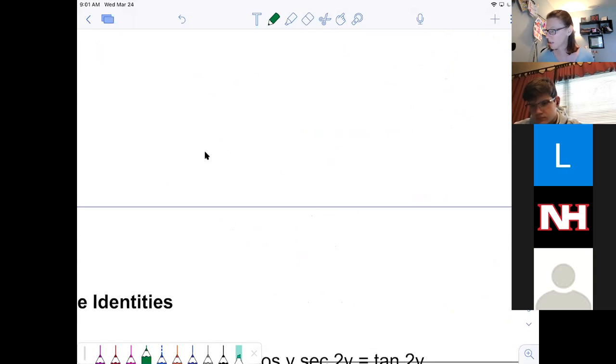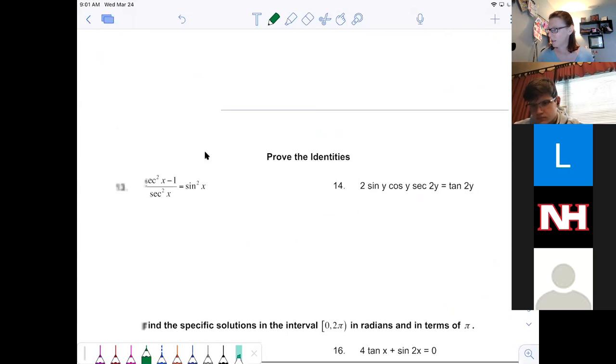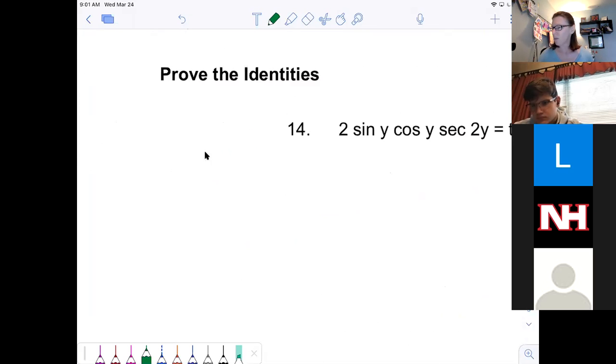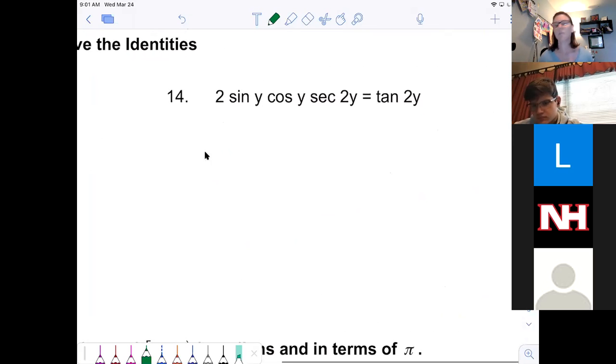All right, so let's go down. And so we're going to start with 14. We'll do 15 and 17. 14 wanted you to prove the identity. And we have 2 times sine times cosine times secant 2y. And we're trying to make that equal to the tangent of 2y.